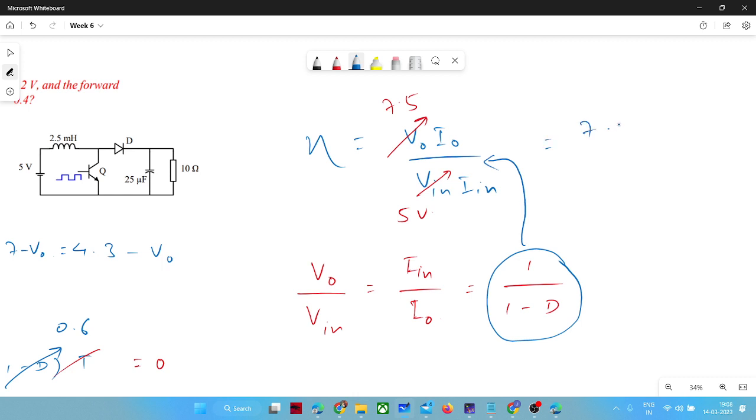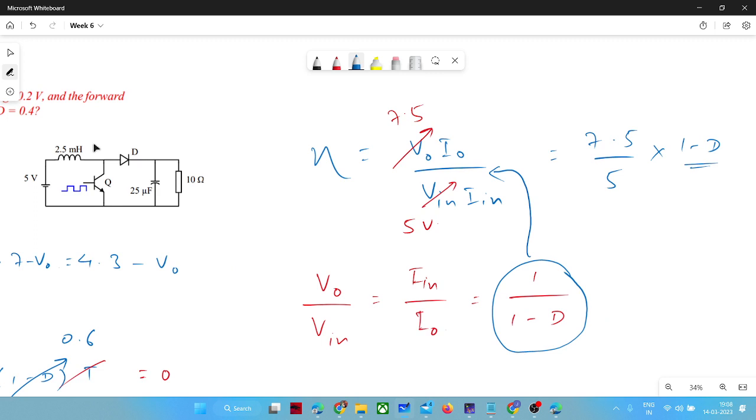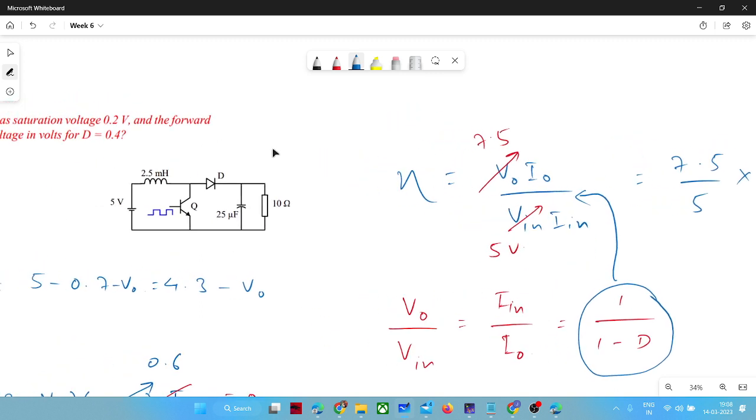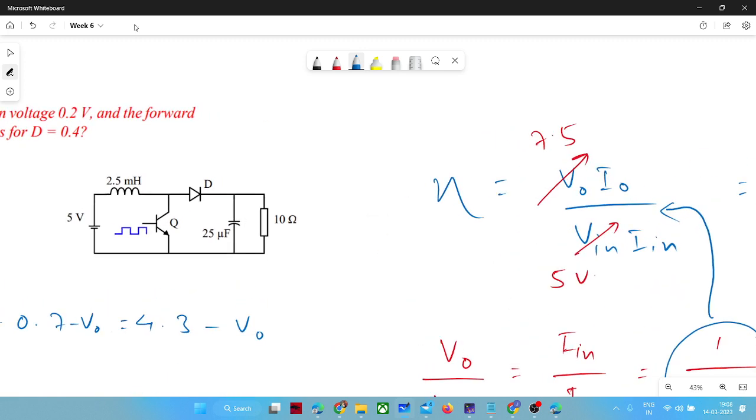Right. No, sir. 7.5 with 5 to 1 minus 3. If you are saying no, then please explain why. Sir, because we have arrived at the relation by considering the ideal elements. Voltage across the BJT is zero and diode is zero when it is conducting. Okay. But actually, it is having some voltage now, so I think this relation will not hold. Okay. So let us investigate this circuit once more.